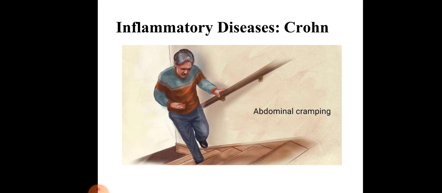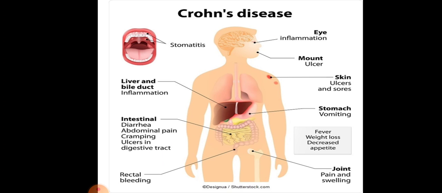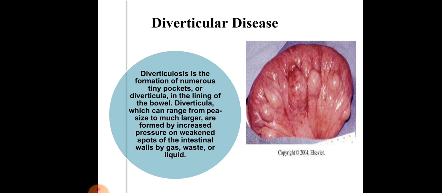Next is the inflammatory disease like Crohn's. It is a chronic inflammatory bowel disease that affects the lining of the digestive tract, and this causes inflammation in the eye, stomatitis, inflammation of liver and bile duct, diarrhea, abdominal pain, rectal bleeding, weight loss, vomiting, skin ulcers. These are the symptoms of Crohn's disease.